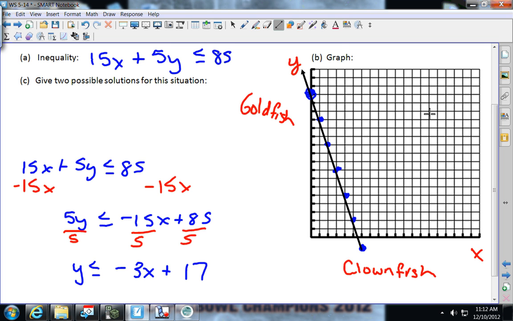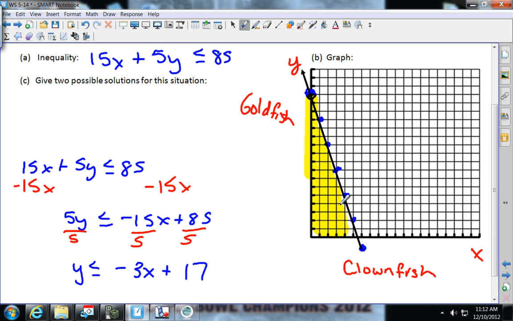It says less than or equal to. So I look here and I start in the y-intercept, less than, I go down. That's the side I shade, so it's right here. Now, why are we only graphing in the first quadrant? It's the only quadrant we need.